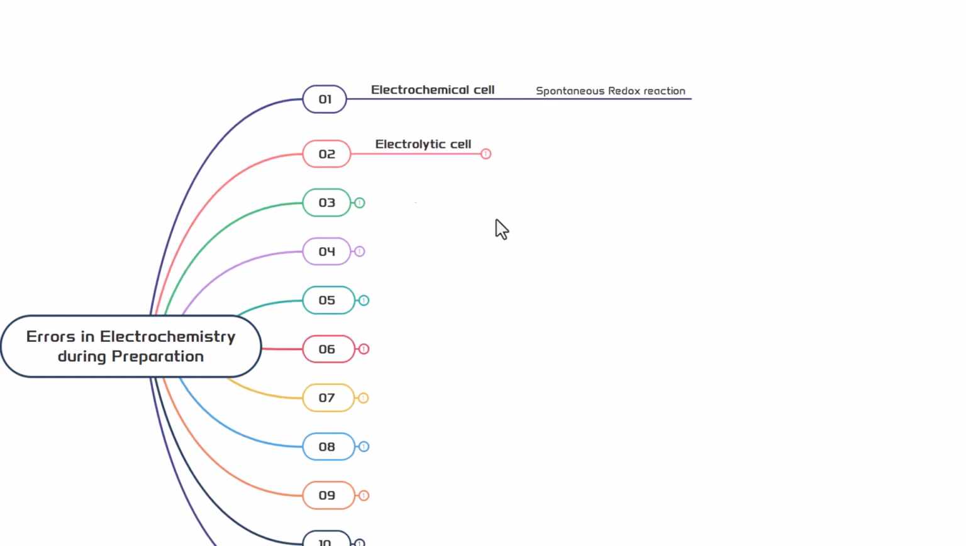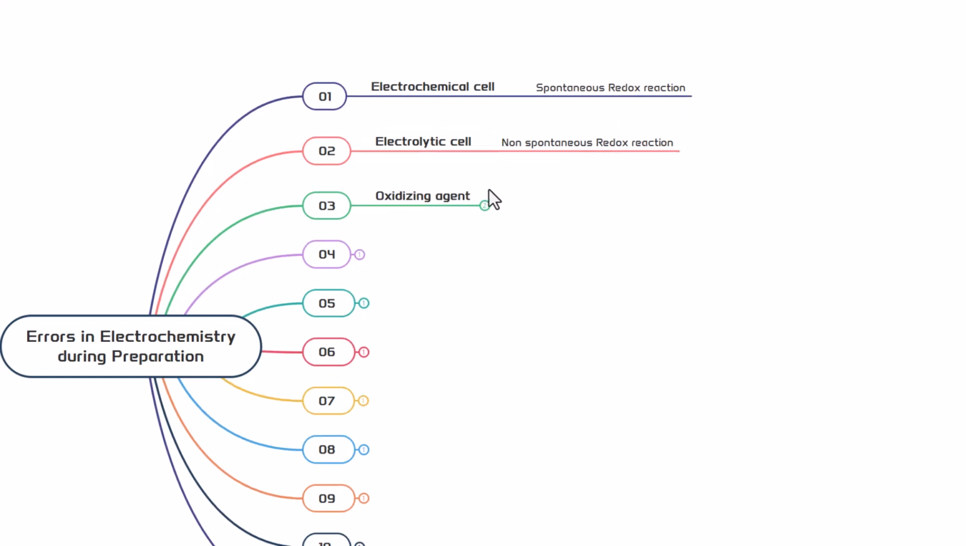Then, number two, that is about the electrolytic cell. The electrolytic cell works because of a non-spontaneous redox reaction. Like when we recharge any device, we supply external electric current to it and it works. So that is an electrolytic cell.